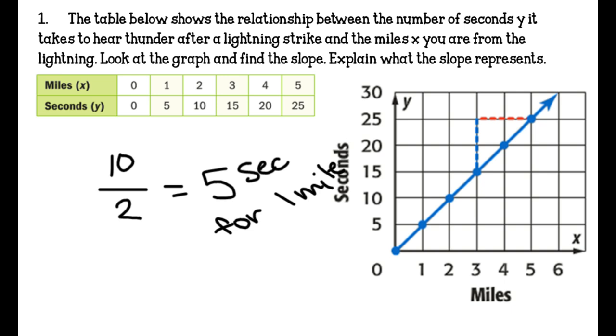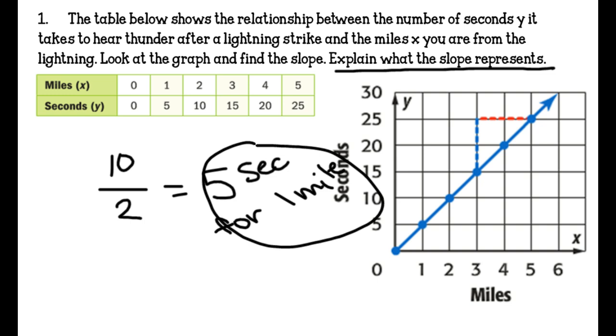And that's how, when it says explain what the slope represents, this is good enough for me. Another way, like in more critical explanation, would be, you're 5 seconds away when you hear the thunder, which means that you're 1 mile away from the lightning. And that would be what they're looking for. It's just that you understand that this is 5 seconds for 1 mile. You're using these labels on your table to interpret what that data means.